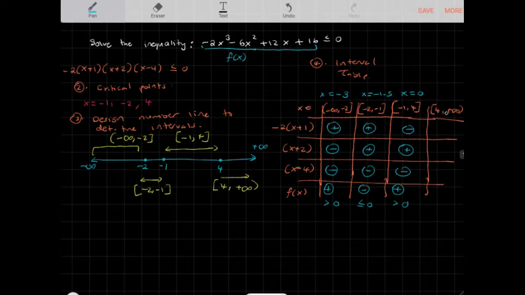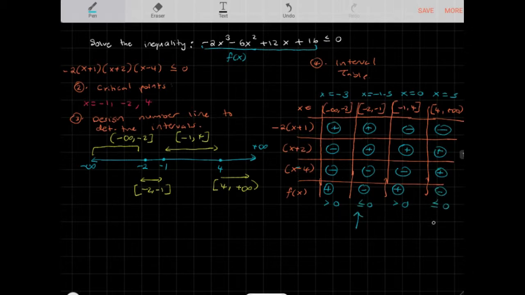And then for the last interval, from 4 to positive infinity, I'm going to let x equal 5. In this case, you get 5 plus 1, which is 6, times negative 2, which is negative 12, so it's negative. 5 plus 2 is 7, so it's positive, and 5 minus 4 is positive, so this is negative. So this is less than or equal to 0.